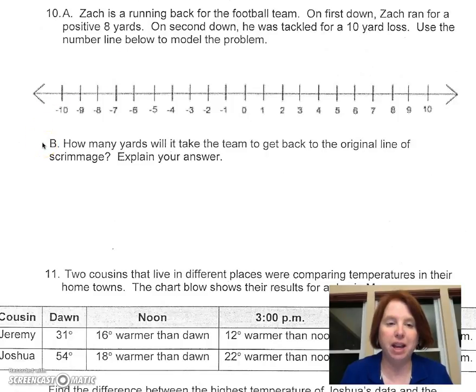Okay, part B. How many yards will it take the team to get back to the original line of scrimmage? Explain your answer. Again, you're provided space here to show your work so that we may see what you understand from this problem.